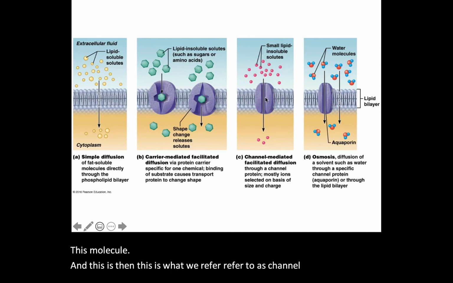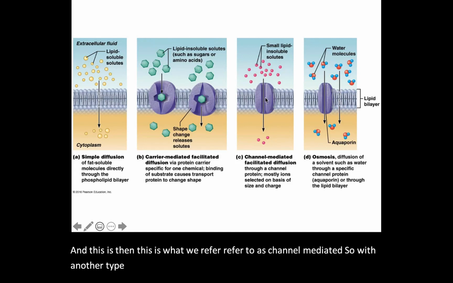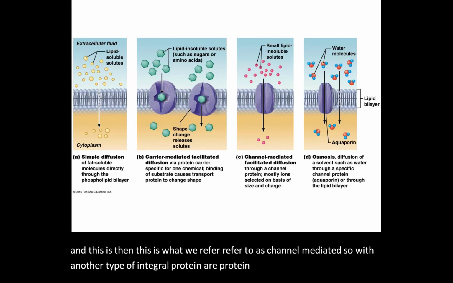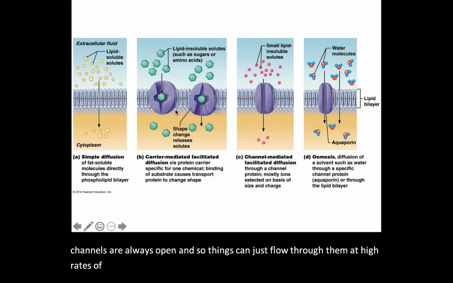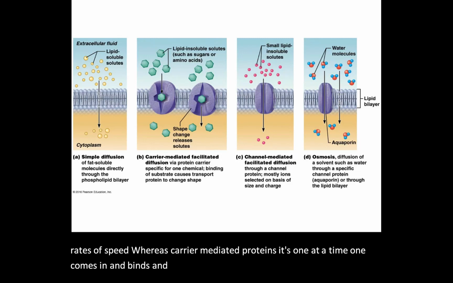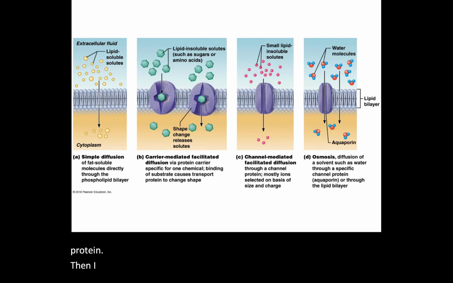Another type of integral protein are protein channels, and these protein channels are always open. And so things can just flow through them at high rates of speed. Right? Whereas with carrier-mediated proteins, it's one at a time. One comes in and binds, and then it closes, and then it opens and releases the molecule. Then it resets and another molecule binds. Whereas with channel mediated, it's all just flowing through.